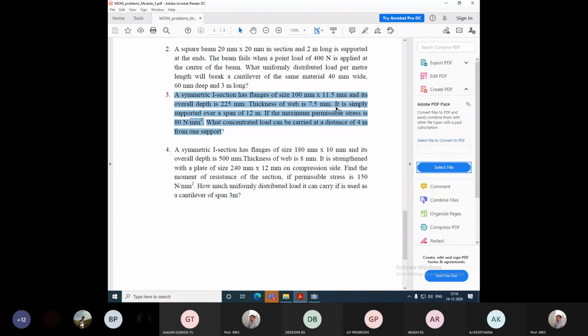Next, it is a simply supported beam. So it is simply supported. The ends are supported. For the span length, the length of the beam is 12, and the maximum stress acting on the beam is 80.